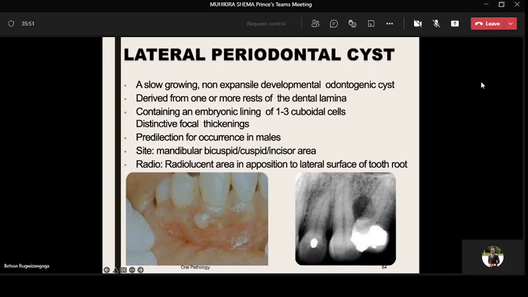Radiolucent means dark. Radio opaque, it is where it is whitish, like it is bony.